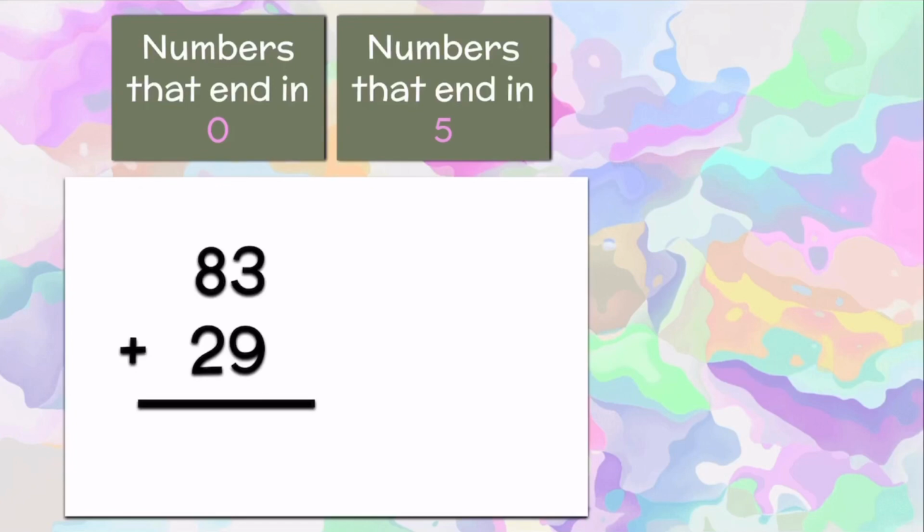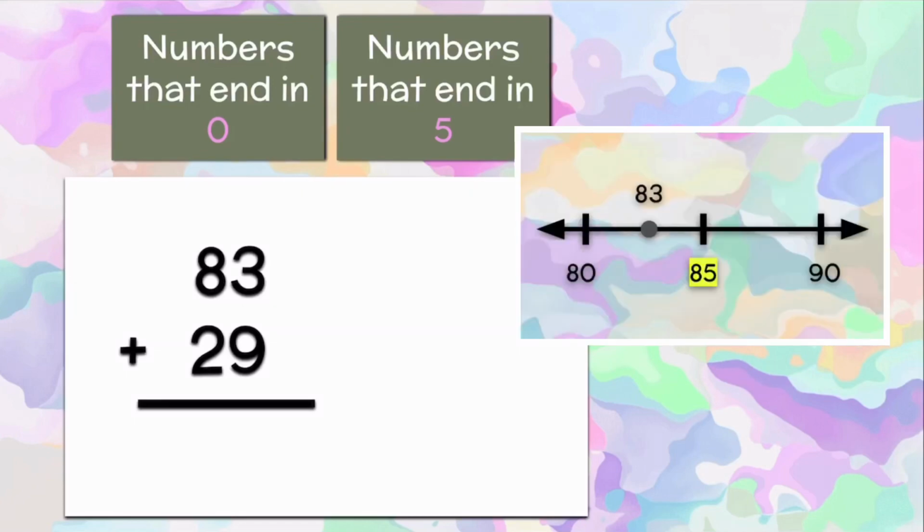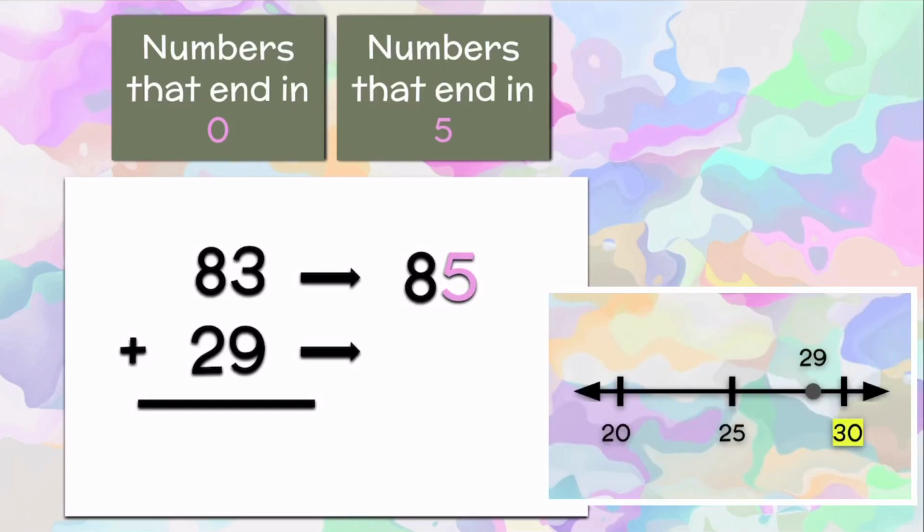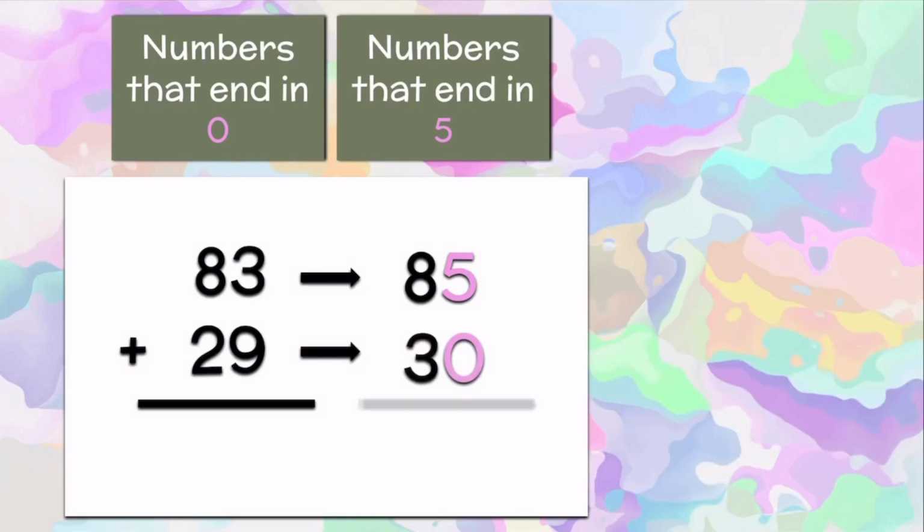Let's think, 83 is close to what number that ends either in a 0 or a 5? 83 is very close to 85. Now what about the number 29? What number that is near 29 ends either in a 0 or a 5? We know that 30 is pretty close to 29 and it ends in a 0. Now let's quickly add. 5 plus 0 we know is 5, and 8 plus 3 is 11.